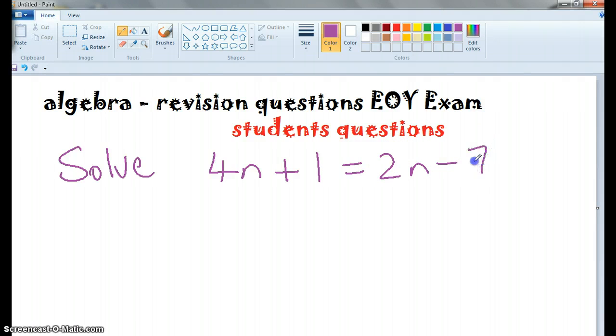This one's actually an equation because there's an equal sign, so we're actually solving. And the question was 4n plus 1 equals 2n minus 7. Okay, so here we need a plan. And our plan is that we actually want n equals something.